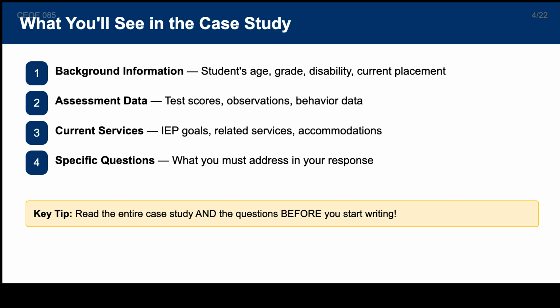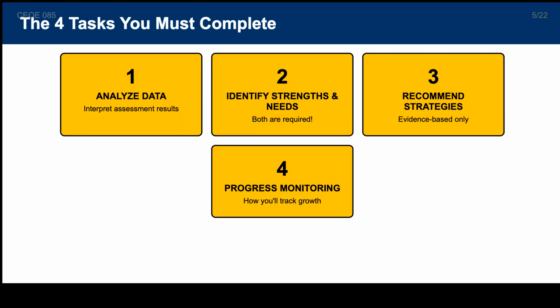Every constructed response requires 4 tasks. Task 1, analyze and interpret the assessment data. Task 2, identify the student's strengths and needs. You must include both. Don't just focus on deficits. Task 3, recommend evidence-based strategies to address the needs. And Task 4, develop a progress monitoring plan to track growth. If you miss any of these 4 components, you will lose points. Let's break down each one.